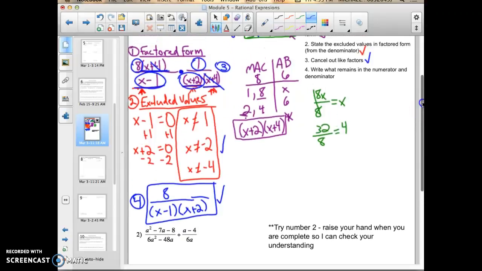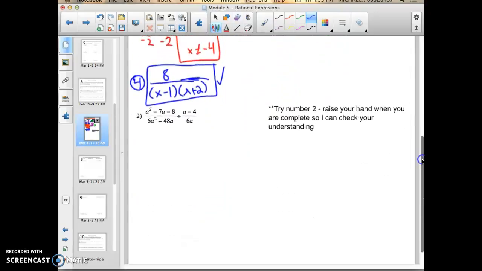So please lay out those steps 1, 2, 3, and 4 exactly like I did it so I can visualize and see your work as you're working as well. And again, please be reminded that in step 4, sometimes it won't look exactly like how I did it. If this 8 in the numerator had a 4 in the denominator, then I would actually divide 8 by 4, and that would give me 2. So just be aware of that. Now, I'm going to have you try number 2. Raise your hand when you're complete so I can check your understanding.